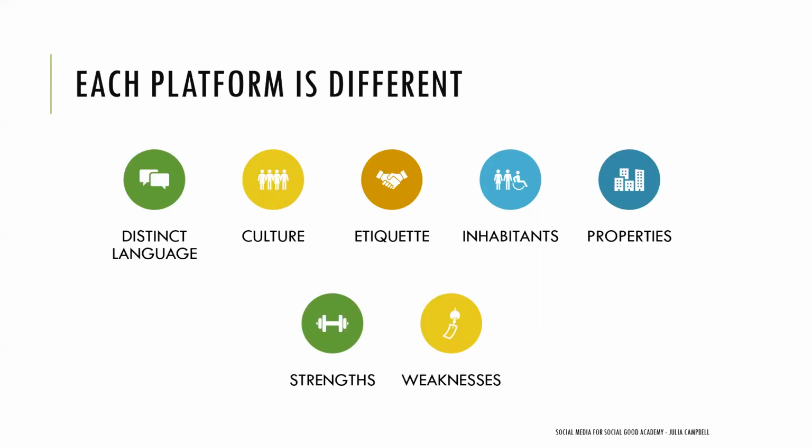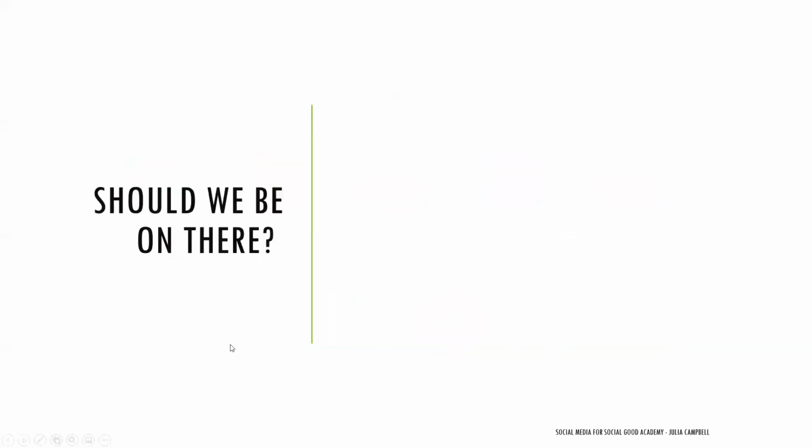Every single platform has distinct language, a distinct culture, a distinct etiquette, inhabitants, people that use it, properties, strengths, and weaknesses. While certainly we can remix content, we'll talk about that next week. And if you have a fantastic story or a great photo, you can share it across platforms. But you have to think of these platforms as very different places. For instance, you can use 30 hashtags on Instagram, but if you did that on Facebook, it would look very strange, right? So we really have to create an individual strategy for each platform that we're trying to use.